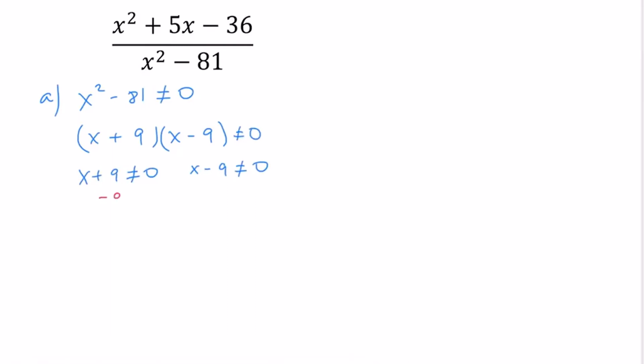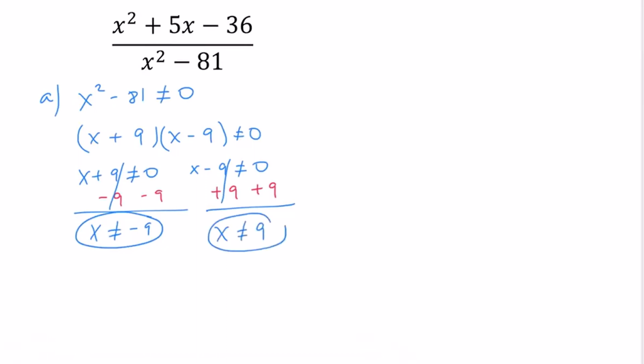The first one, minus 9 over. So x cannot equal negative 9. The other one, we need to add the 9 over. So x cannot equal 9.